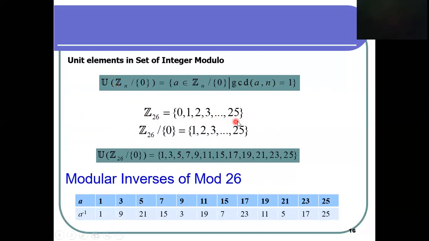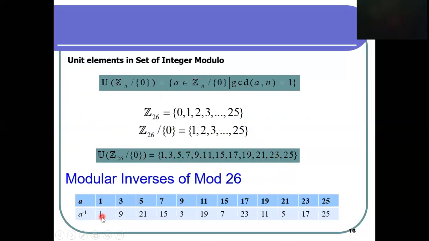Z26 has elements 0, 1, 2 up to 25, and we discard 0 because the multiplicative inverse of 0 does not exist. This is 1, 2, 3, up to 25. The unit elements of Z26 satisfy this property. I write all those elements whose GCD with 26 is 1. In that we have 12 elements. So the modular inverses of all these elements also belong to this set.